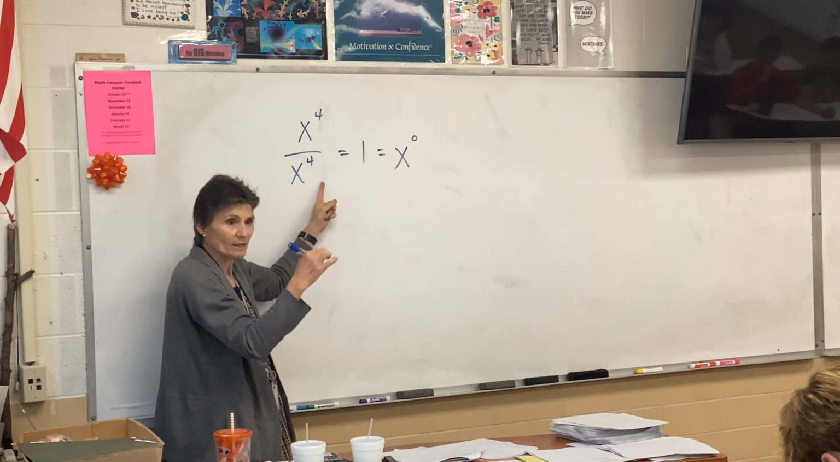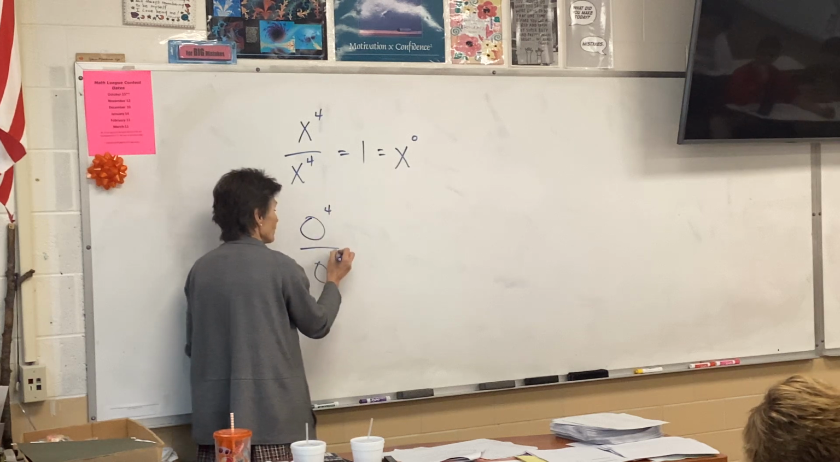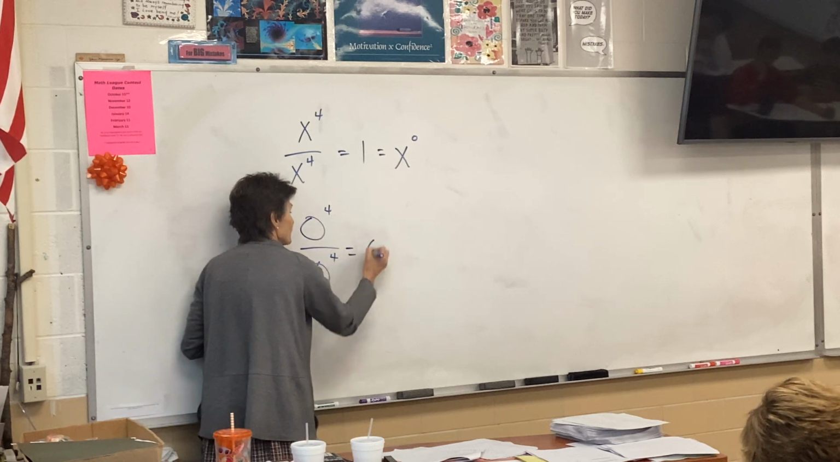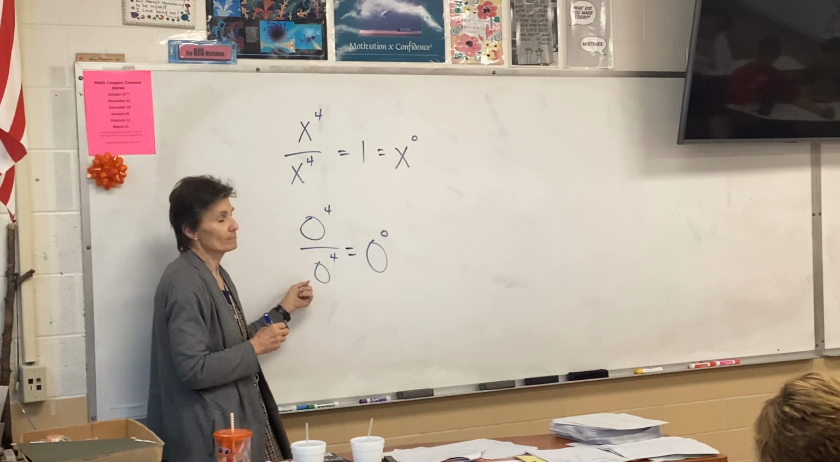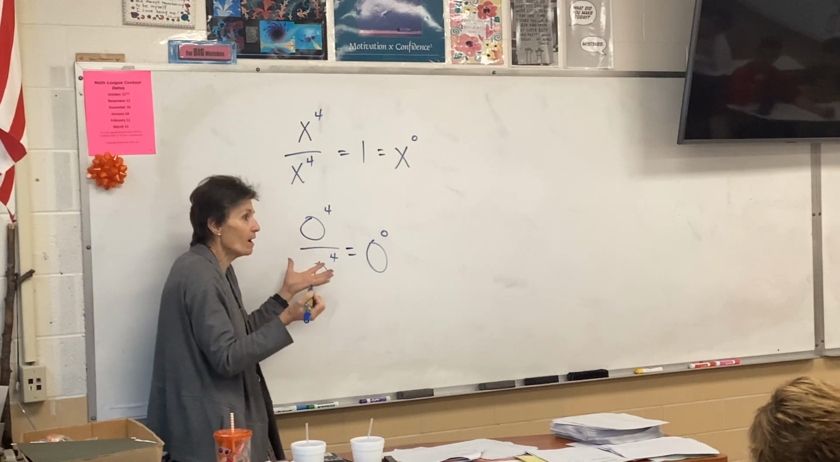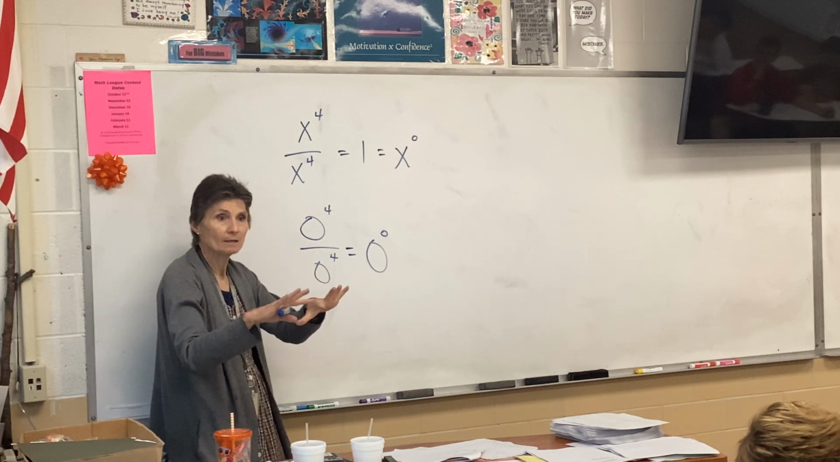So it's based on a division. Well, can you have 0 to the 4th over 0 to the 4th? That is how you would get 0 to the 0th, right? Can you have that? No. Therefore, 0 to the 0th is undefined because it's generated by an undefined fraction.